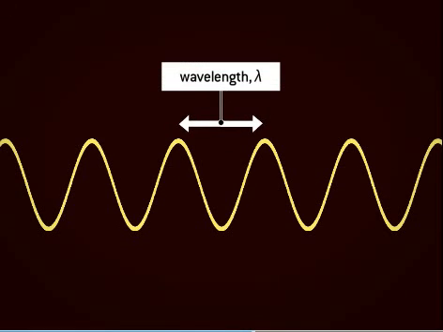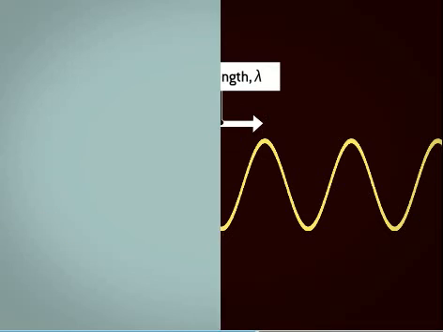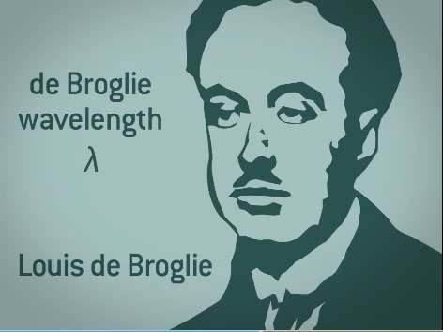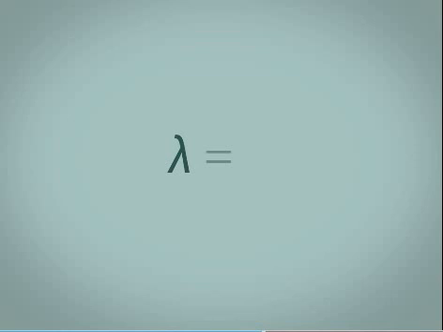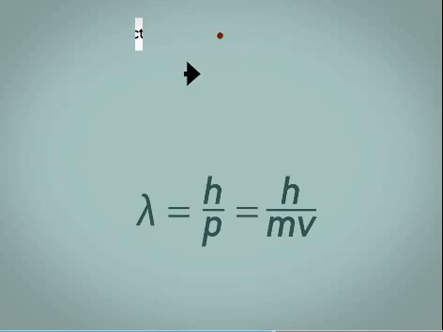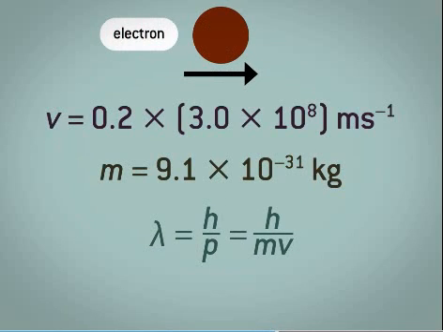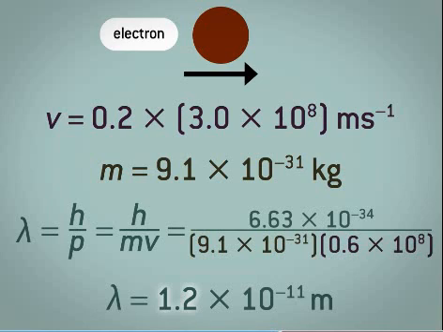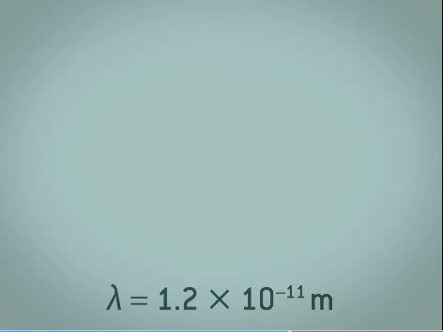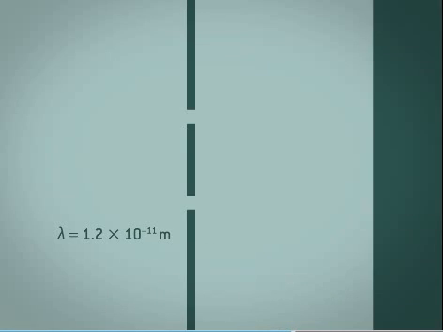When electrons behave as waves, their wavelength is called the de Broglie wavelength. This is equal to Planck's constant divided by the momentum of the electron. For an electron travelling at 1/5 the speed of light, the de Broglie wavelength is 1.2 × 10^-11 meters. To see a diffraction pattern for a beam of these electrons, you would have to pass the electrons through gaps on the order of 10^-11 meters wide.